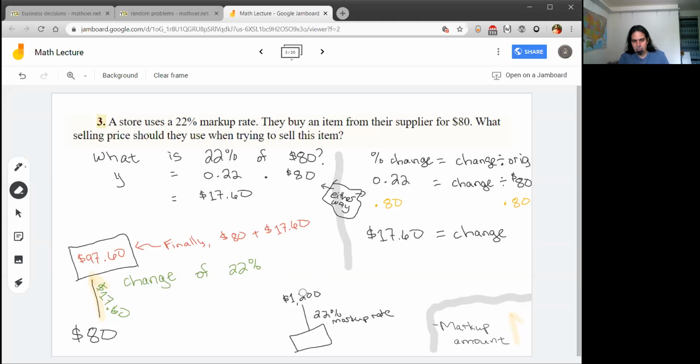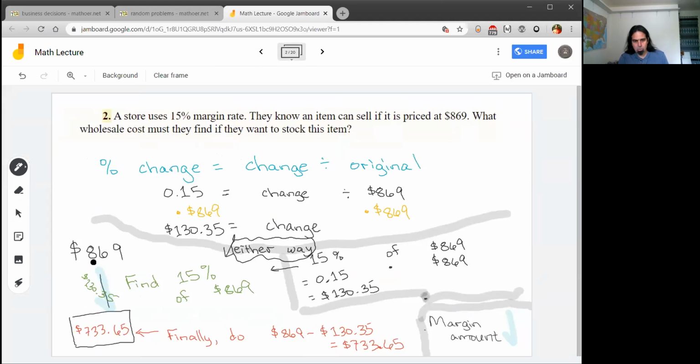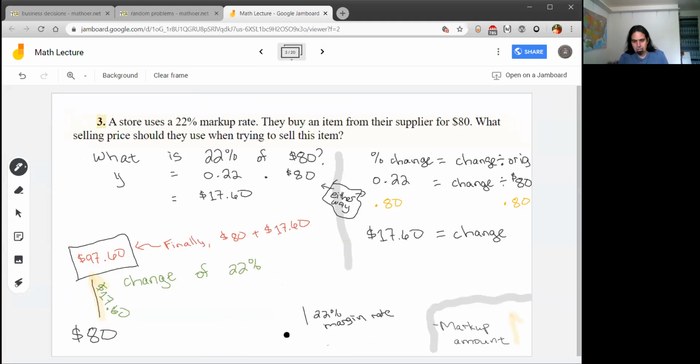Similarly, if they gave us not a markup rate, but a margin rate, the margin rate wants to multiply by the selling price. So if the problem didn't give us that, instead it said, we bought something wholesale for 1,200. How much should we sell it for? Then that's harder because we're going to want to multiply something we don't know by 22%.